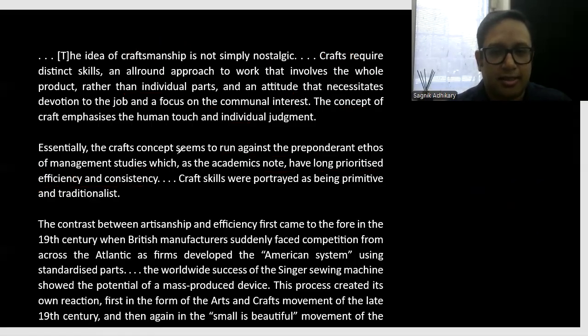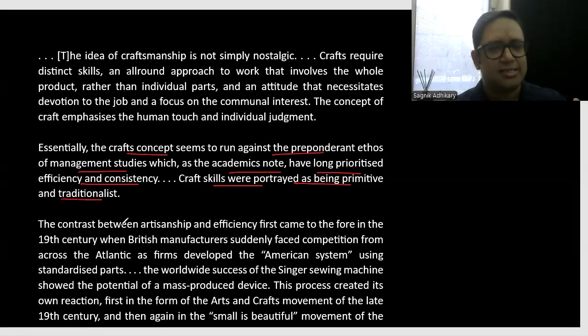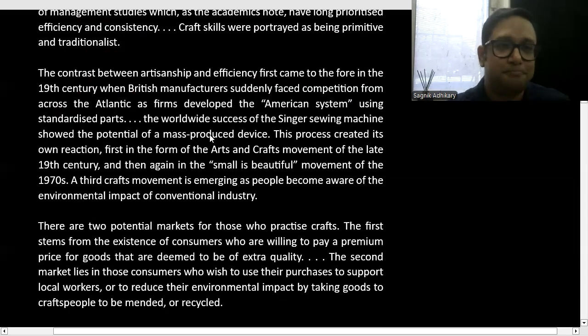So we see here, the craft concept seems to run against the preponderant ethos of management studies, which, as the academics note, have long prioritized efficiency and consistency. Craft skills were portrayed as being primitive and traditionalist. So craft is very clearly against the ethos of management, which prioritizes efficiency and consistency. The contrast between artisanship and efficiency first came to the fore in the 19th century. So this talks about when this contrast came into being. And this particularly talks about when this idea of mass production first came into existence.